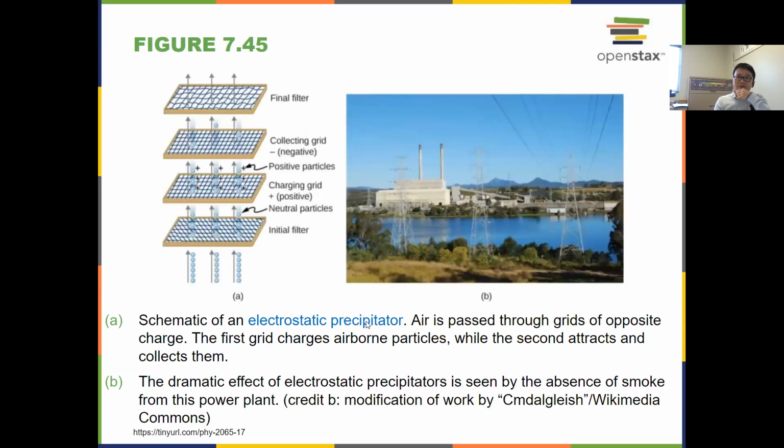Electrostatic precipitator works the way that the molecules flow through here. At first you have neutral particles, then they get charged and trapped, and in the end, when they're out, the particles will be trapped over there. Then you have a clean flow of air coming out.